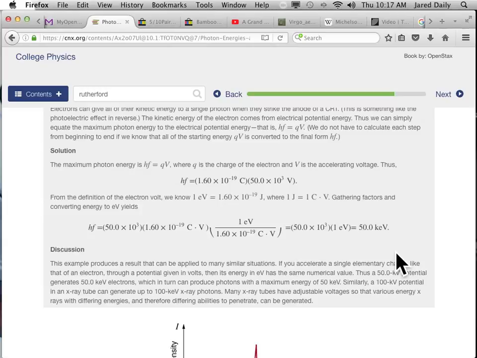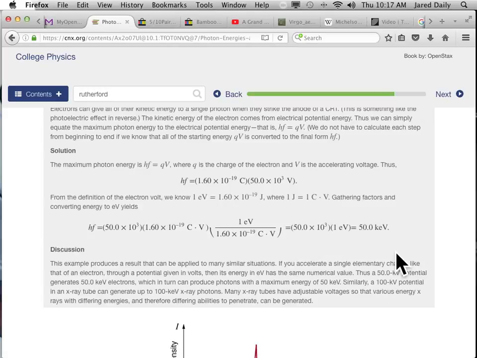All right, I've got 20 volts here, so I'm going to have 20 electron volts of energy in my electron. Oh, I've got 50,000 volts. I'm going to have 50,000 electron volts of energy in my electron. The voltage essentially becomes the energy in electron volts for an electron. And if it's a proton, it's the same because a proton is the same charge, just opposite sign. But if you have something that is doubly charged, then you can have twice as much.